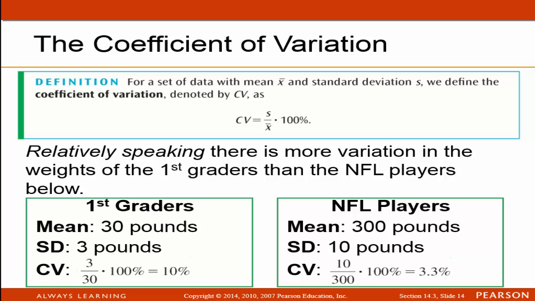For the NFL players, we have a mean of 300 and a standard deviation of 10 pounds. 10 divided by 300 times 100 is 3.3%. When we find the coefficient of variation, we're able to compare standard deviations for two separate data sets. You shouldn't compare standard deviations directly because a lot of times the units are different. Here we're talking about pounds and pounds, but the coefficient of variation is just a better way to compare two data sets.